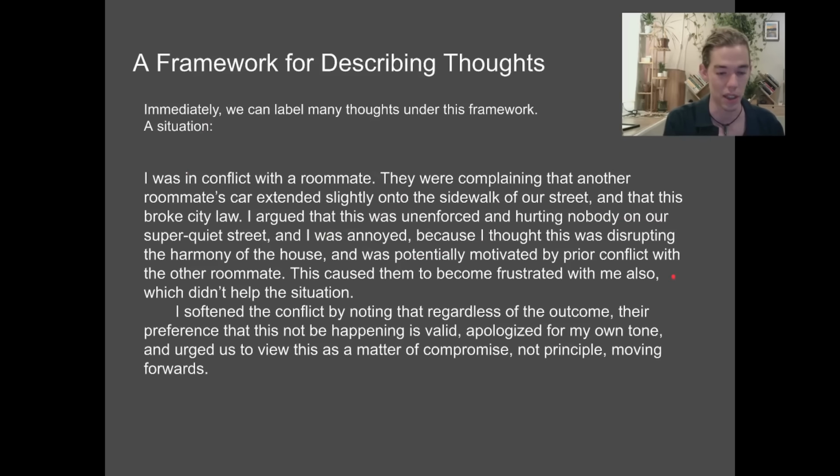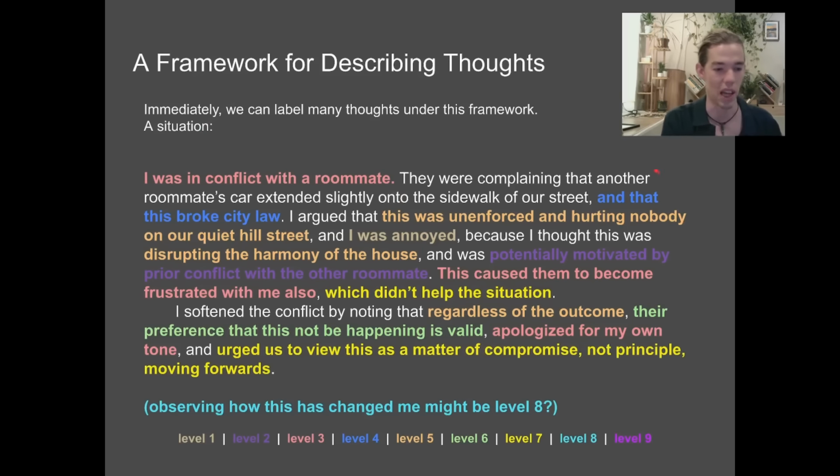So, here's a situation based on real life, but de-identified, details changed. Say I was in a conflict with a roommate, and this is a level 3 evaluation. This is an egoic awareness of our relationship to one another. They were complaining that another roommate's car extended slightly onto the sidewalk and that this broke city law. That's a level 4 statement. That's saying these are the rules, this is wrong. I argued that this is unenforced and it's not hurting anyone. That's level 5. That's saying, well, according to these measures, these are the rules in general, but maybe we don't have to follow that in this situation. And I was annoyed. That's level 1. That's my emotions.